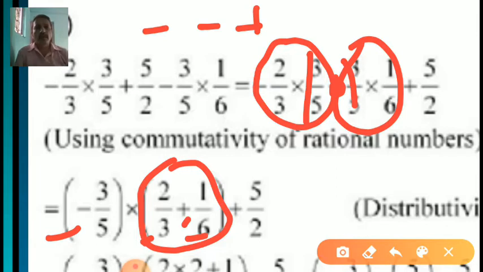Good. Now what about the third term? There is nothing, no need to do anything. Let it be there only. Yes. Which property we used here? It's called the distributive property of rational numbers. Student, be careful. This is a distributive property of rational numbers. Okay. Now we know what we have to do.